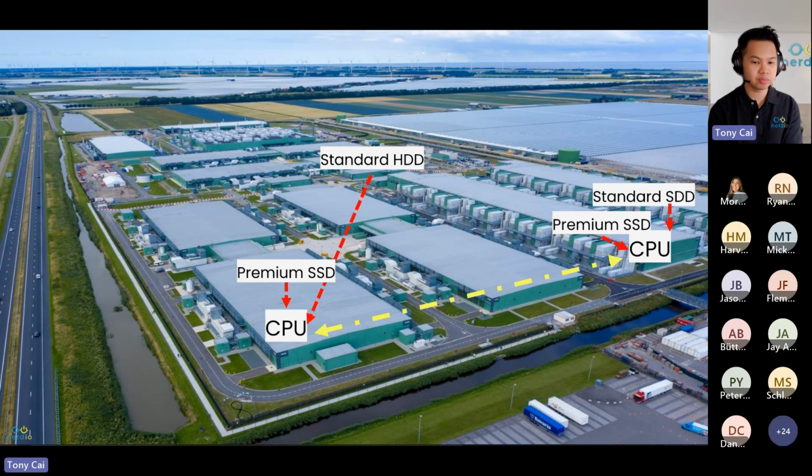Now, for the most part, most people don't have workloads where that sensitivity matters to the performance.